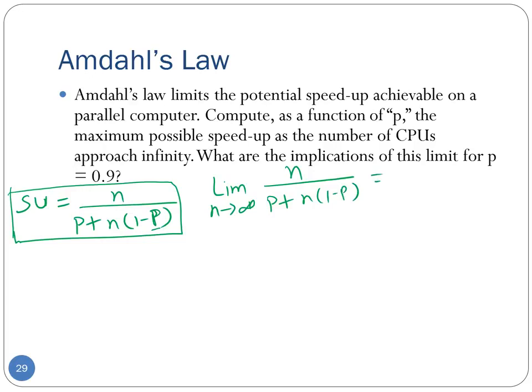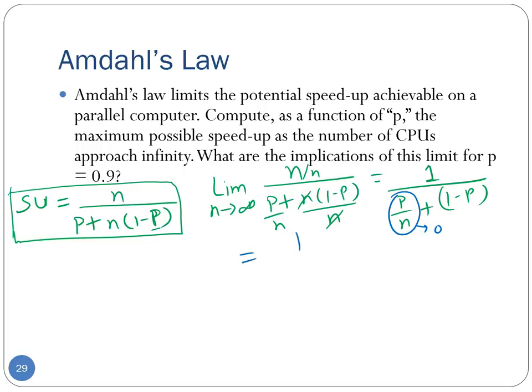So let's do some simplification. Let's divide the numerator and denominator by n. So this n by n becomes 1, and in the denominator you remain with p by n, plus this n and this n cancel out, so you have 1 minus p. Now if you substitute the limit as n tends to infinity, this term p by n will tend to 0, and everything else will remain the same. So this limit would be simply 1 divided by 1 minus p. This is the maximum speed up you can get even if you have an infinite number of CPUs.